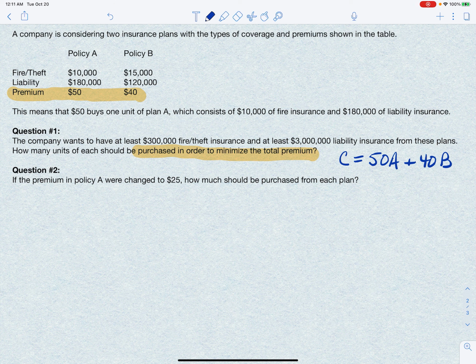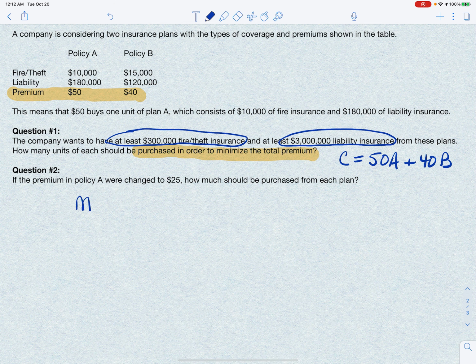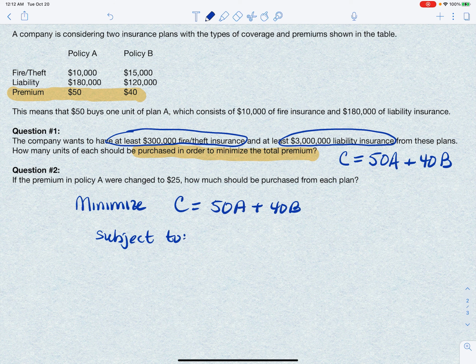So what we're told is that we want to have at least $300,000 in fire theft insurance between the two policies and at least $3 million in liability insurance between the plans. So here is how our linear programming problem is going to get formulated. So we want to minimize C equals 50A plus 40B, subject to, remember that's just standard phrasing for these are the constraints that are coming.